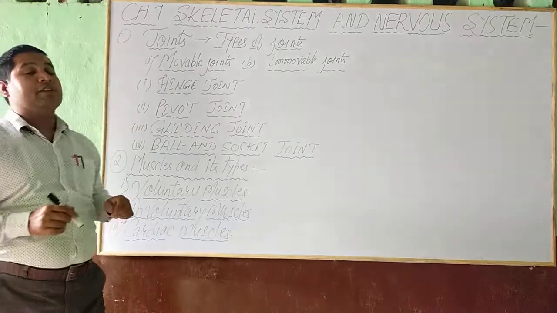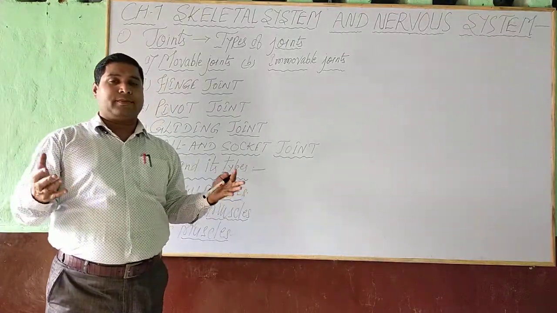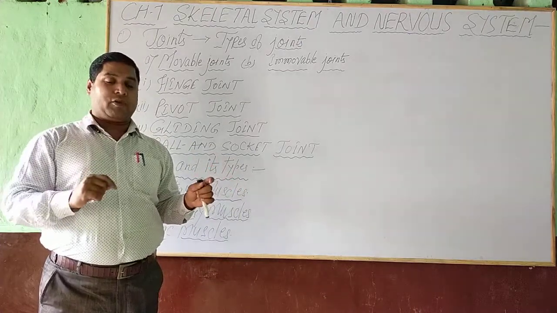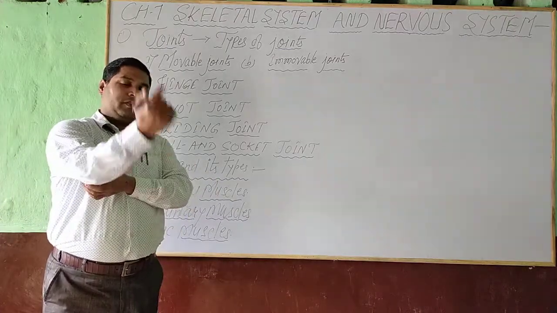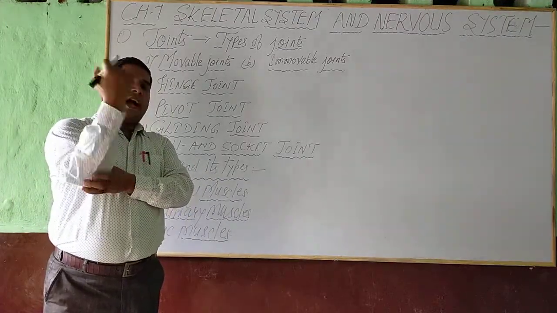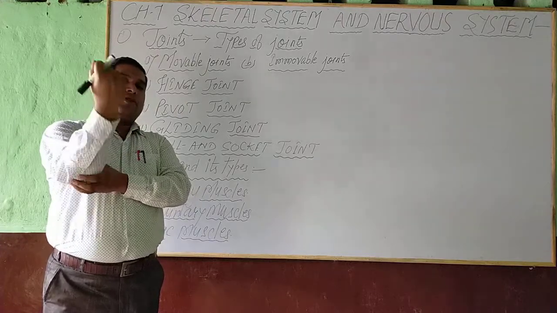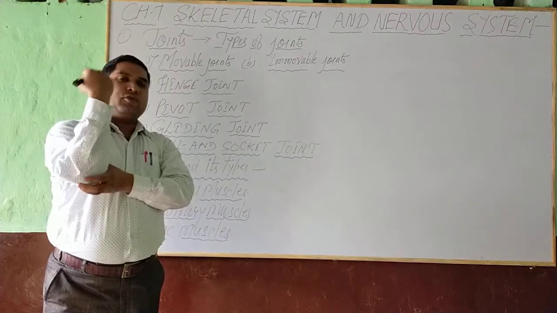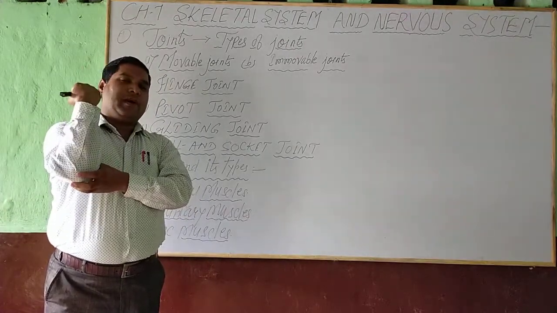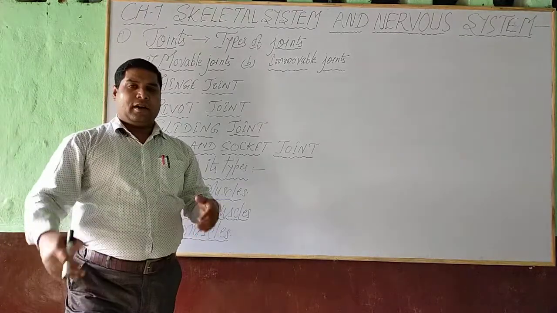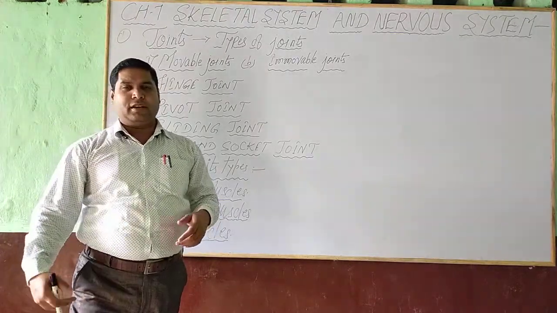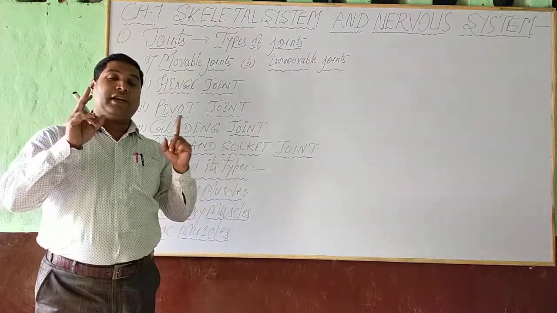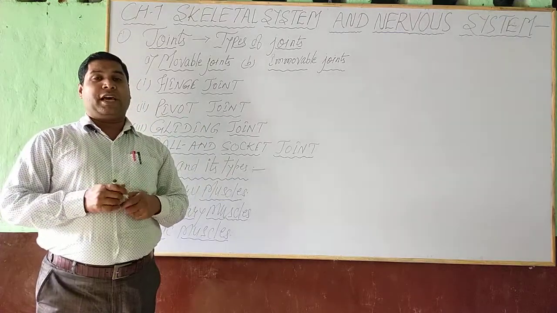So first, hinge joint. What do you mean by hinge? The type of joint which moves in only one direction. For example, you see here the elbow. The hand moves toward the body. It does not turn in the opposite direction. Also, just below the knee, you see it turns back. So the type of joint which moves in only one direction is known as hinge joint.